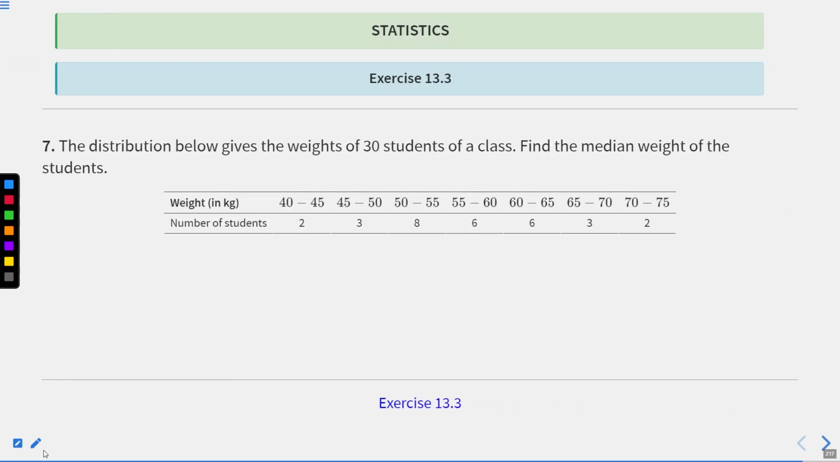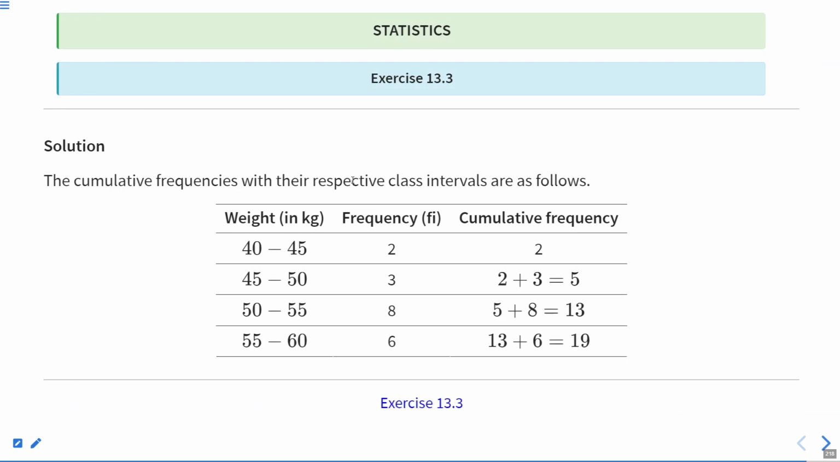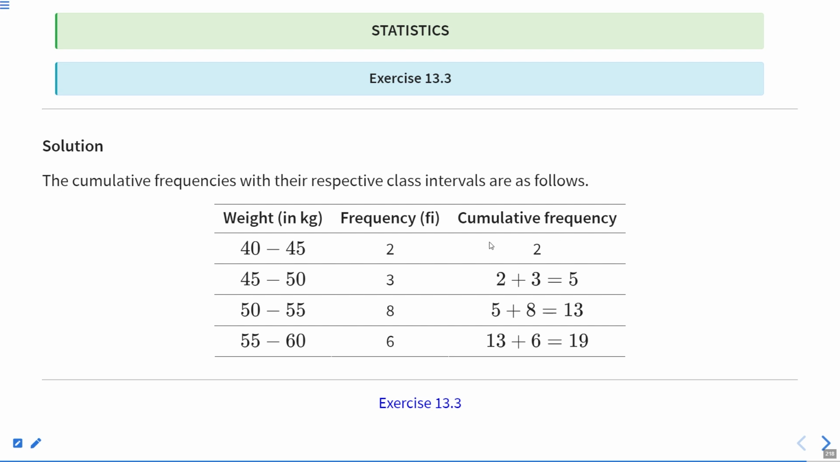In the next problem, we have a distribution below that gives the weights of 30 students of a class, and we need to find the median weight of the students. The data is given in this table, so using this table we can make another table. It will have 3 columns: in the first column we have weight in kg, the second column will have frequency, and in the third column we will have cumulative frequency.